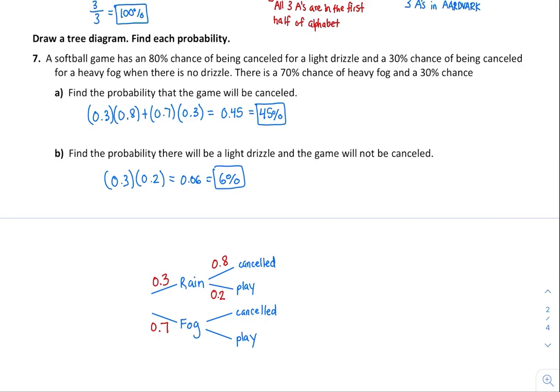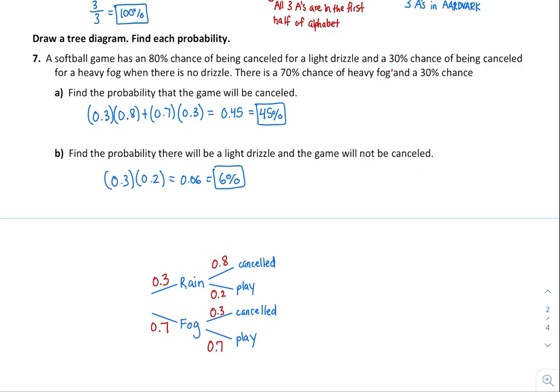And a 30% chance. Okay, so when there's no drizzle, that's when it's fog. 30% chance of being canceled. So that's going to be 30% of being canceled if it's foggy, which means if they play when it's foggy, it's 0.7. So that's how you guys make that tree.